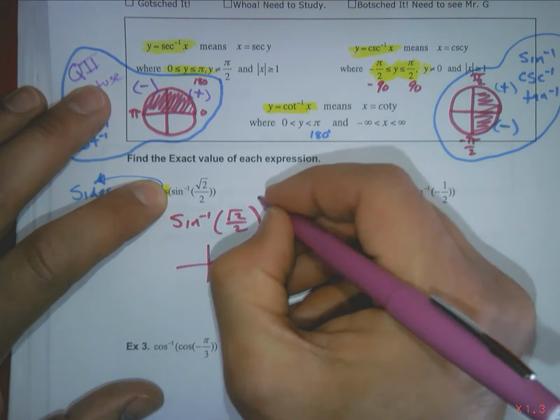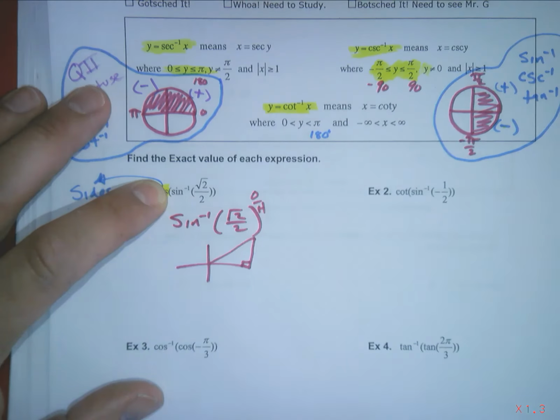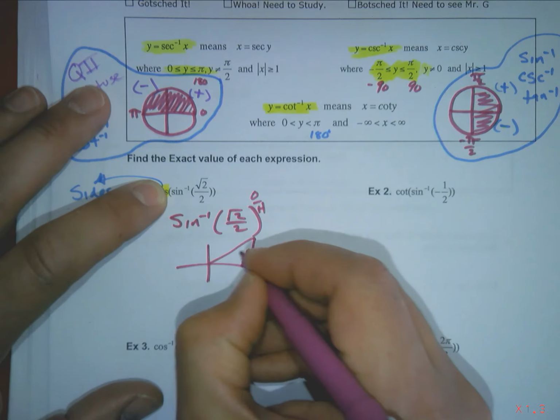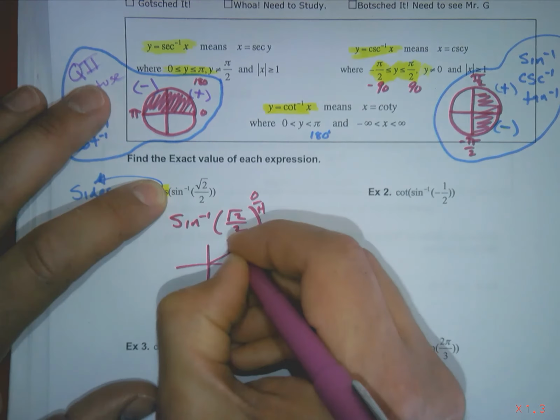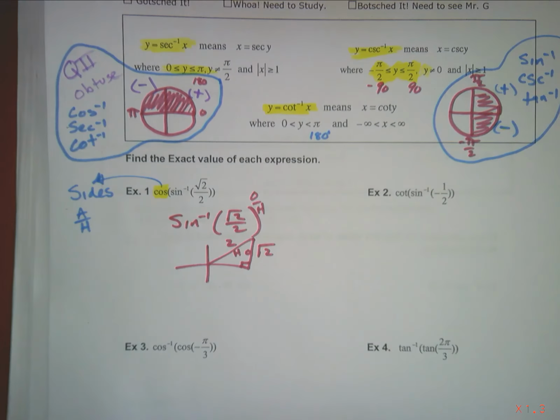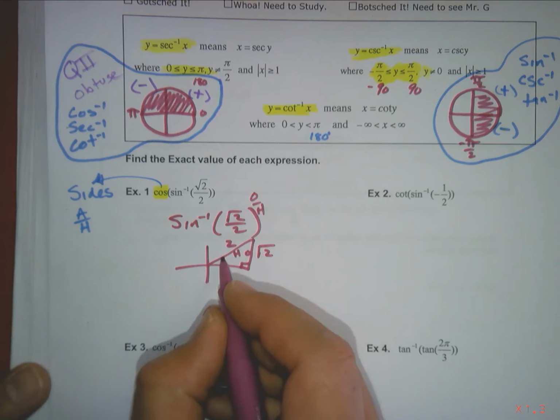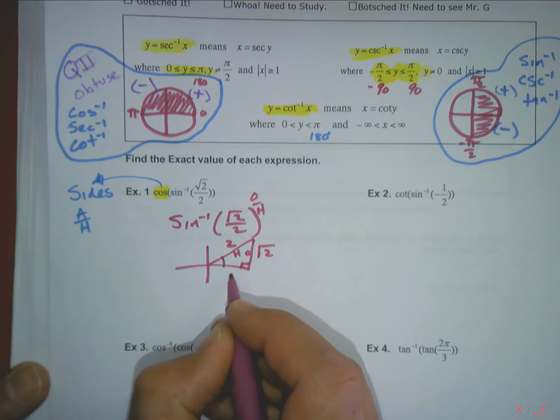Okay, reminder: sine is O over H. So this is O, that's H. This guy is root 2, and the hypotenuse is 2. Well, I want cosine, so I'm going to have to figure out what this angle is, which is going to help me figure out what this side is.